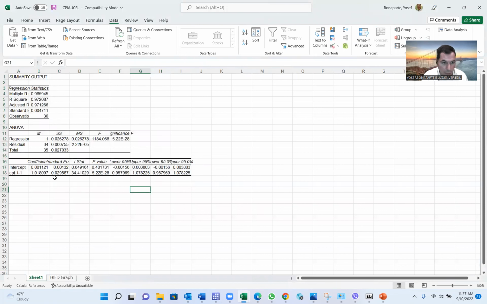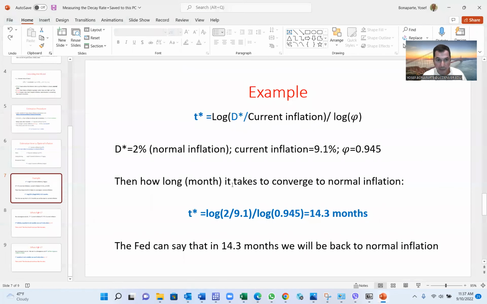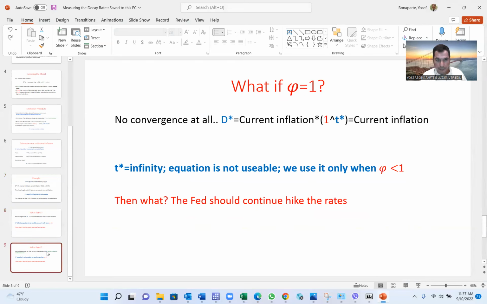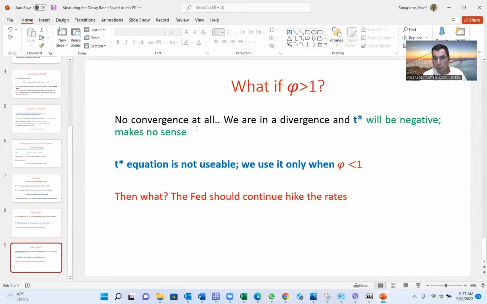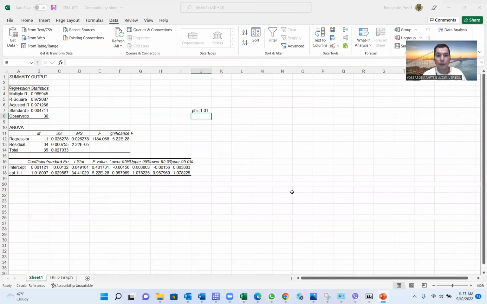And that's the result. So what is that phi? That's phi, 1.01. So how many months is it going to take me to converge to normal inflation? Well, here's the answer. What if phi is greater than 1? No convergence at all. You're done. You go to Jay Powell and you tell him we're not going to converge to the target because phi is equal to or greater than 1.